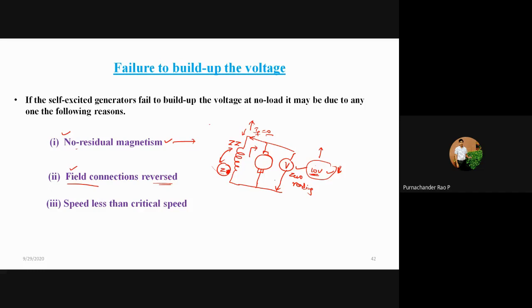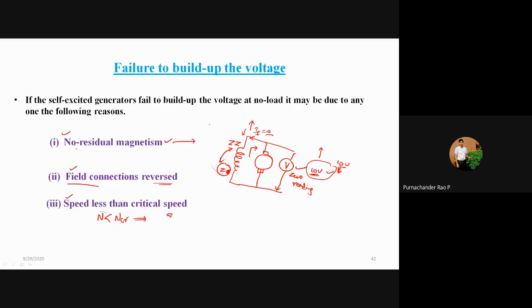You observe that the field current is there and your voltage is also present, but there is no buildup of voltage. It is only 10 volts. There is no buildup. This may be because your speed N is less than the critical speed. For the buildup of voltage, the speed must be greater than N_CR, and therefore you have to increase the speed.